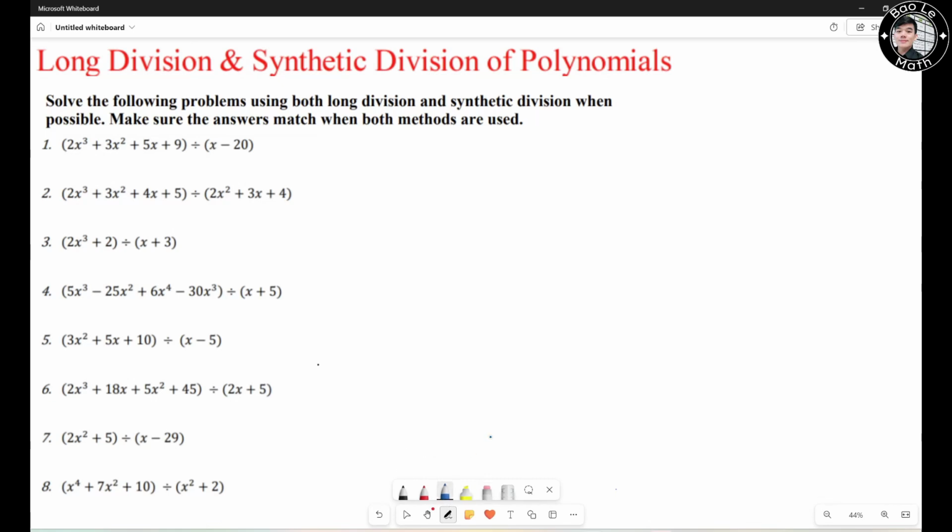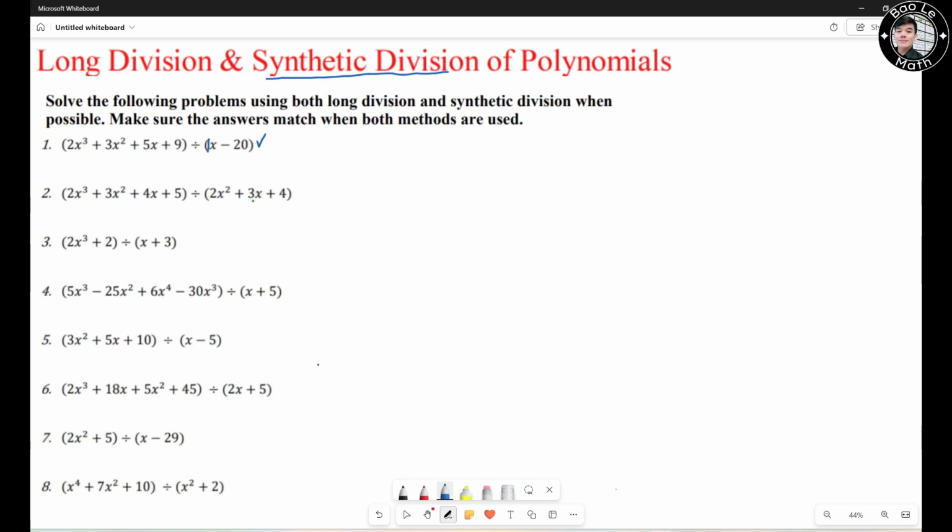Hello everyone, in this video we're going to learn how to do long division and synthetic division of polynomials. Long division can be used for every single polynomial division, while synthetic division only applies if the divisor is a linear factor with coefficient 1. So this is s minus 20, a linear factor, coefficient is 1. We can apply synthetic division.